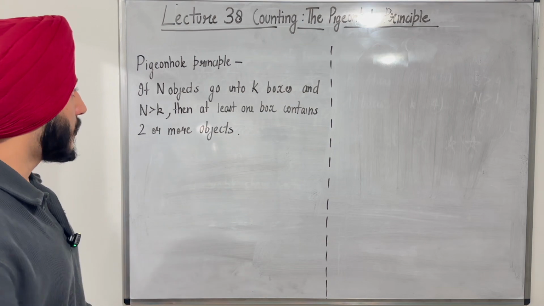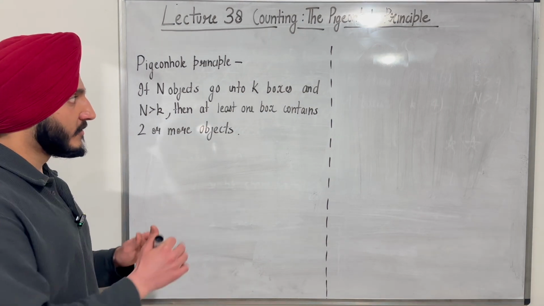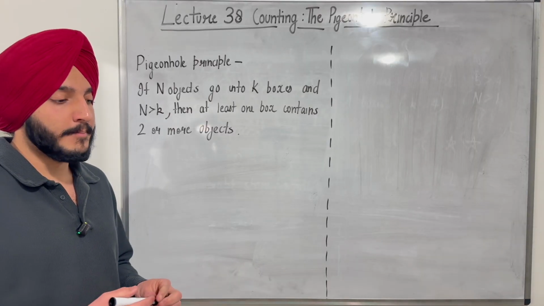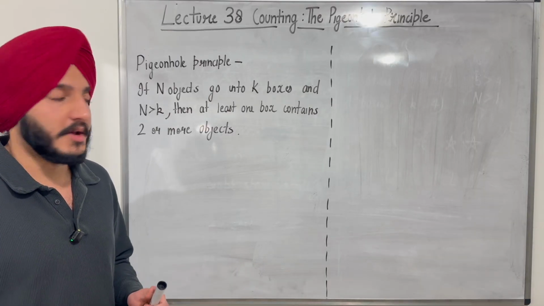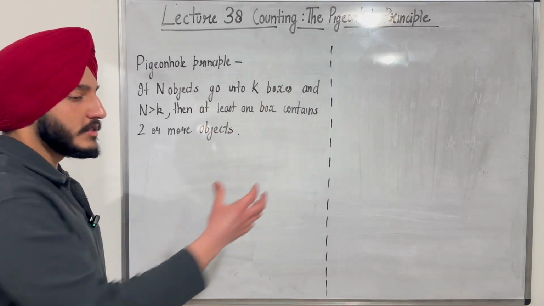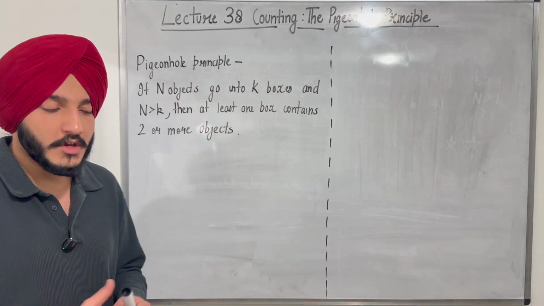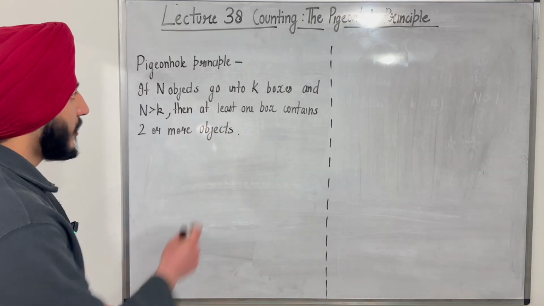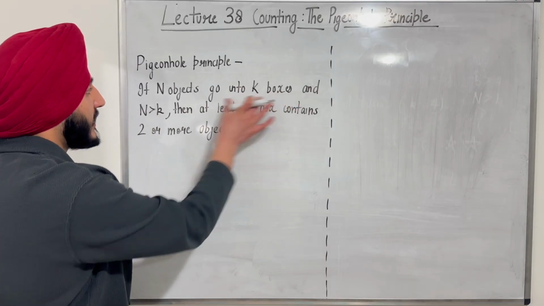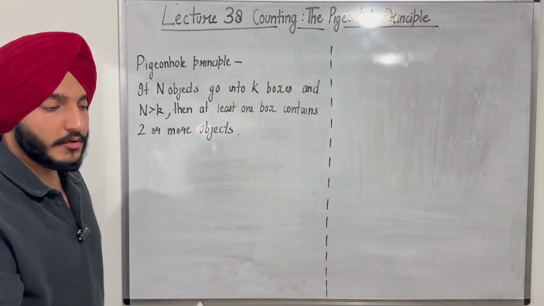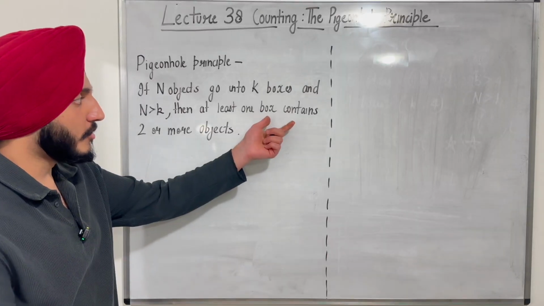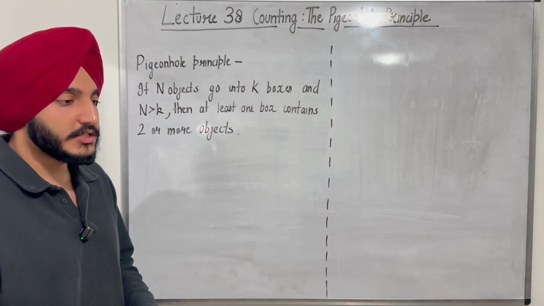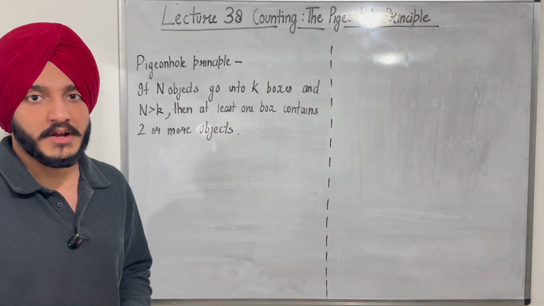Okay, so according to the principle, if you have n objects, right, and the objects here could be anything. It could be maybe pigeons, it could be maybe apples or maybe bananas, and they go into k boxes. Now the boxes is just a word we are using. I can say spots or I can use boxes. So if you have n objects that go into k boxes and the value of n, or I should say the number of objects that you have, is greater than the amount of spots or boxes you have, then at least one box contains two or more objects, right? This is going to be a lot easier to understand with an example.